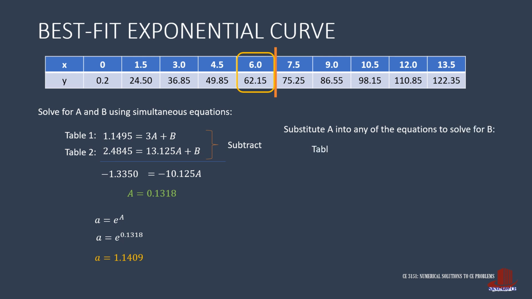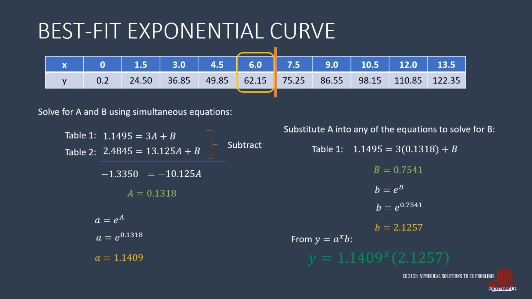With a plugged into the equation from table 1, we get 1.1495 as equal to 3 times of 0.1318 plus b, where b is 0.7541. Small b is then e raised to 0.7541, where this is simplified as 2.1257. Thus, the best fit exponential curve function for the dataset is y as equal to 1.1409 raised to x multiplied by 2.1257.